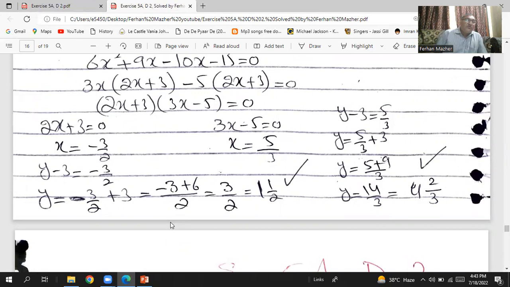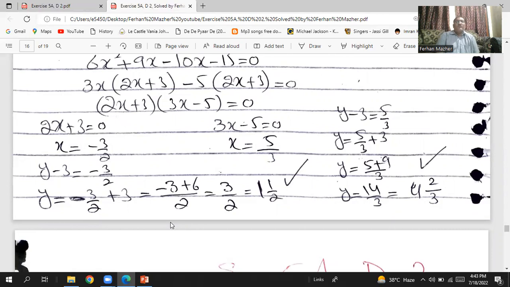So y will be equal to minus 3 by 2 plus 3. So 2 will be the LCM. So you will have minus 3 plus 6 whole thing divided by 2. So you will have 3 by 2. So it will be 1 whole 1 by 2. In the same way, 3x minus 5 is equal to 0. So x will be equal to 5 by 3.